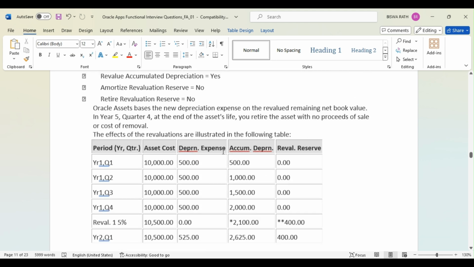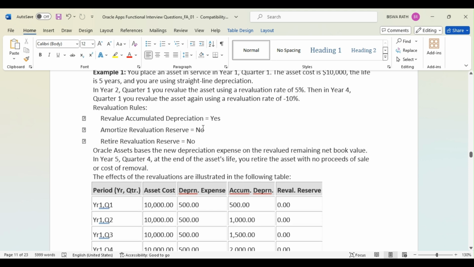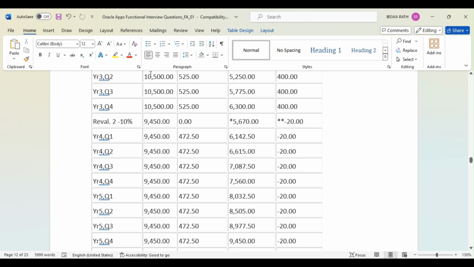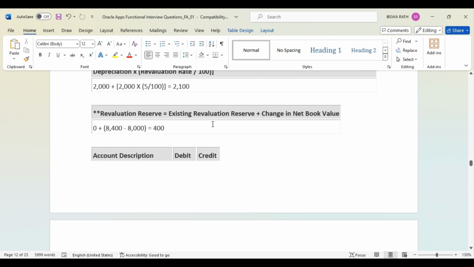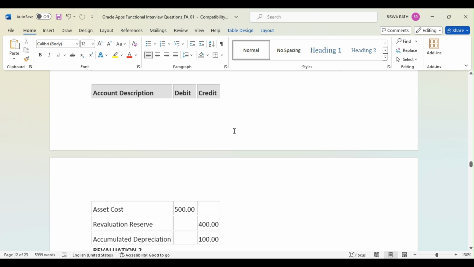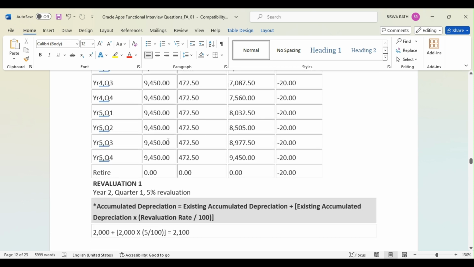Journal entries for the revaluation, let us try to see. This is based upon quarterly amounts, and I'm not going into detail on this. Let us see the accounting entry directly. The accounting entry will be asset cost to the revaluation reserve and accumulated depreciation, if there is a revaluation. The system calculates the revaluation based upon the dates capitalized and the period.